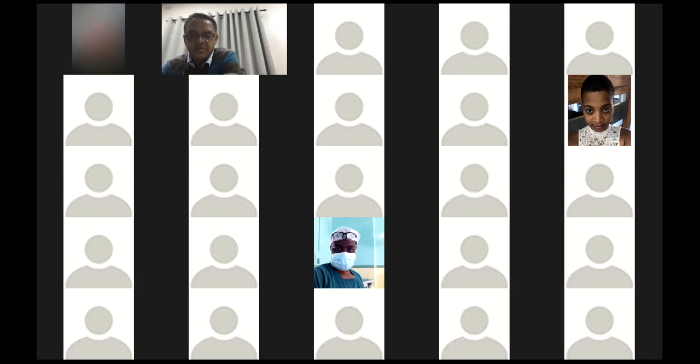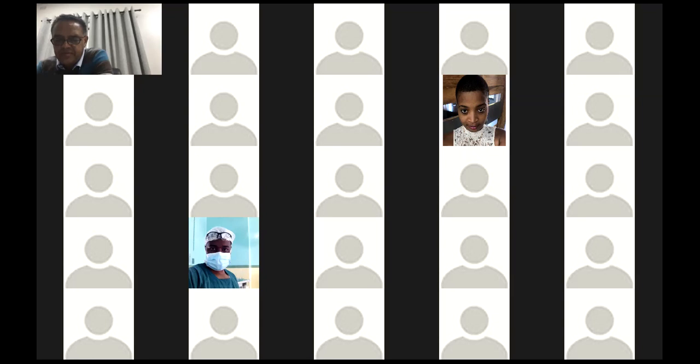Okay, the first question was, how many cases do we see? Certainly the lower Crowe classifications, you see quite a few. I see between 6 and 8 of these patients a year. The very severe ones, with complete dislocation of the femur from the acetabulum, I would only see those once every 2 to 3 years.